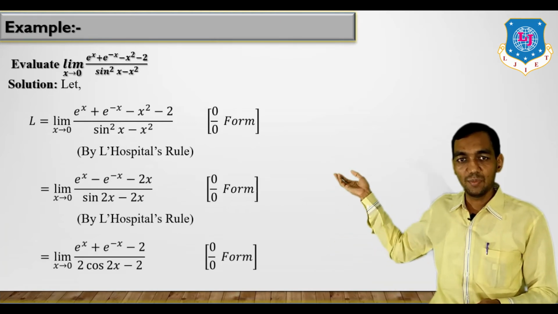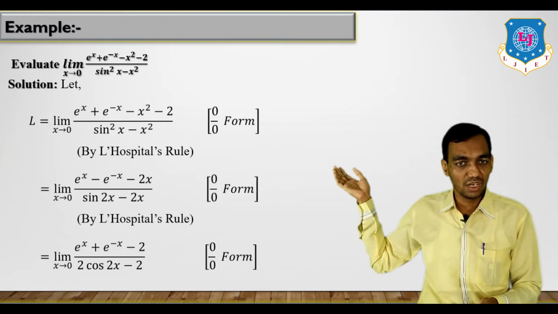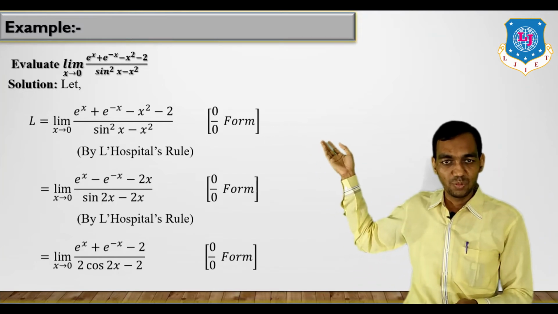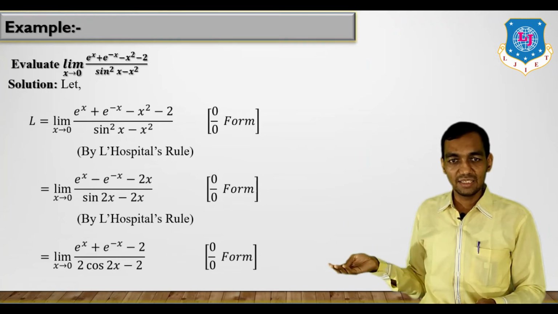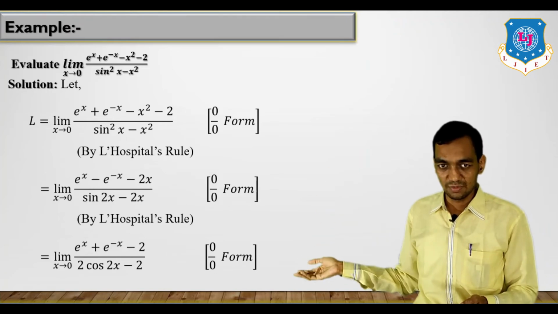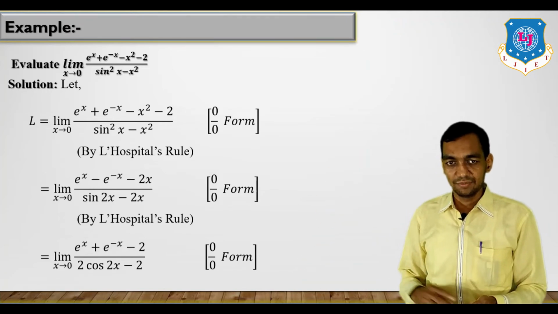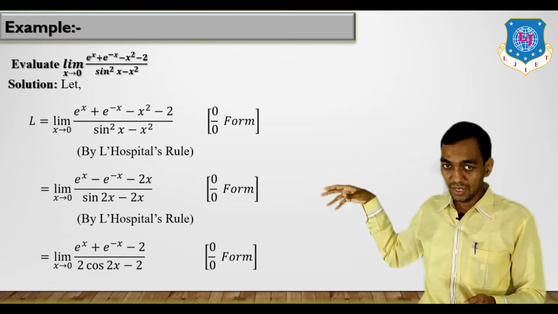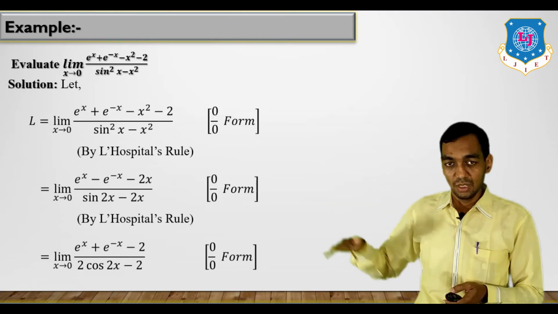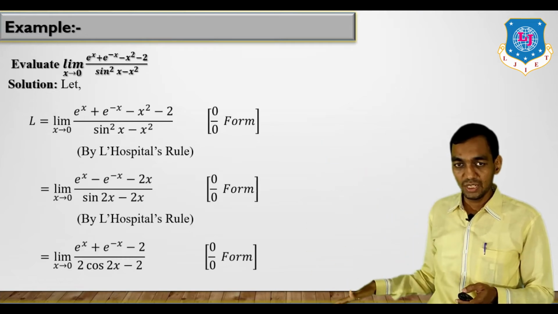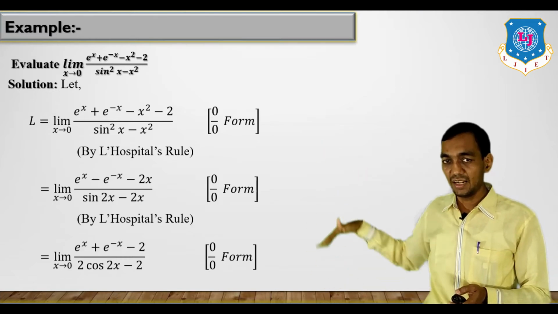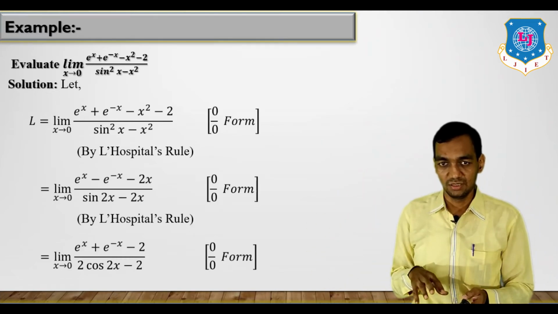So again you have to apply L'Hopital's rule. If you are applying L'Hopital's rule again, then you will have e raised to x plus e raised to minus x minus 2, divided by the derivative of sin 2x, which is 2 cos 2x, minus 2. See, here we are not applying the quotient rule. Please remember, the derivative of the numerator will remain in the numerator and the derivative of the denominator will remain in the denominator. They are treated as two separate functions.